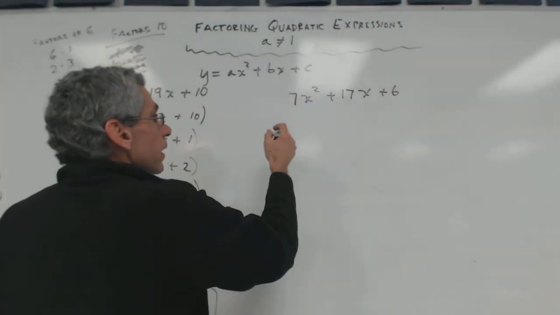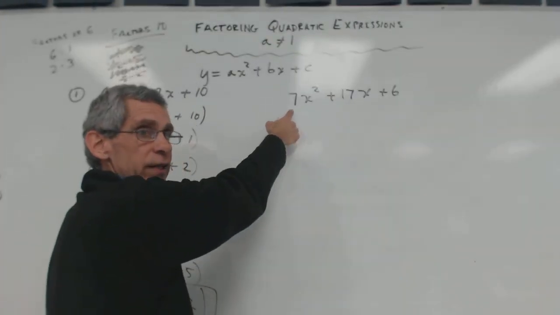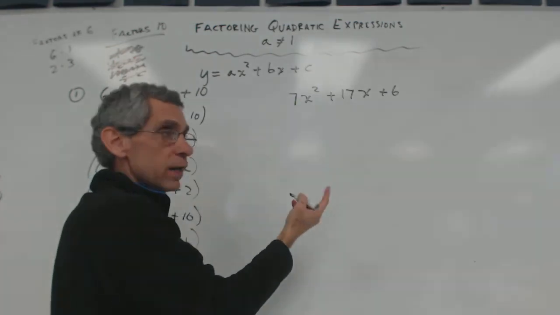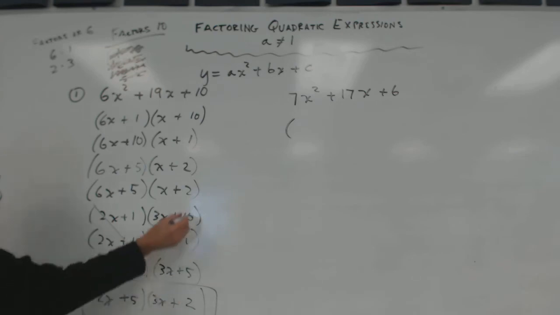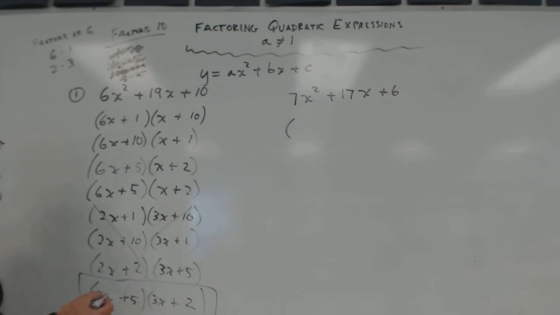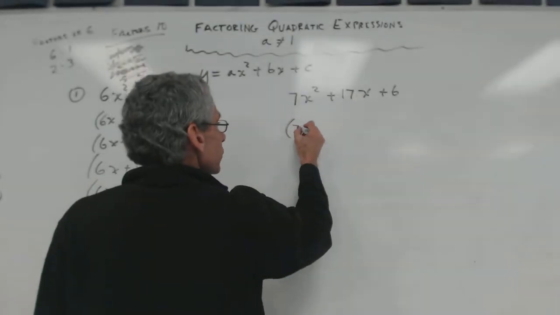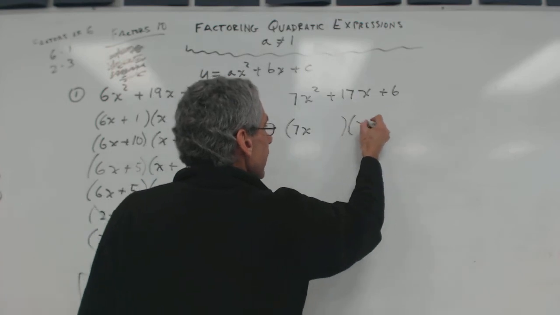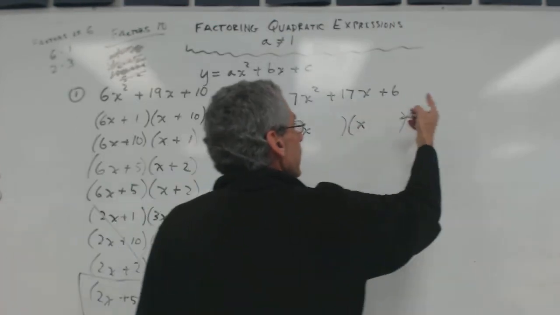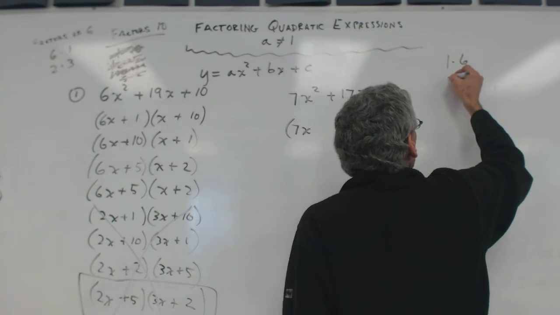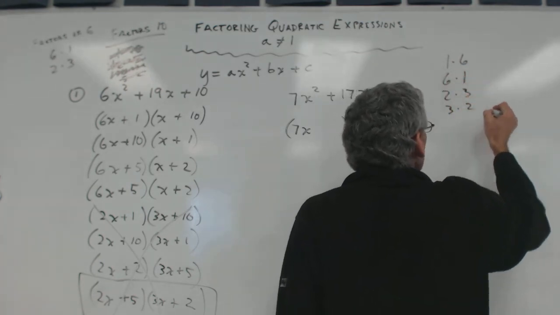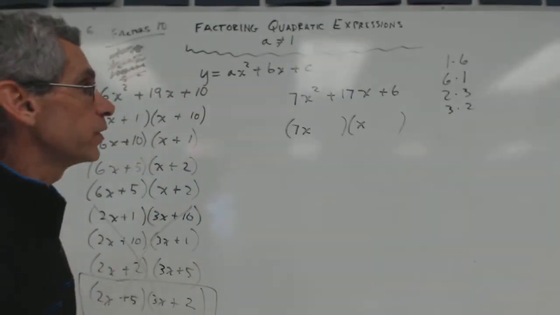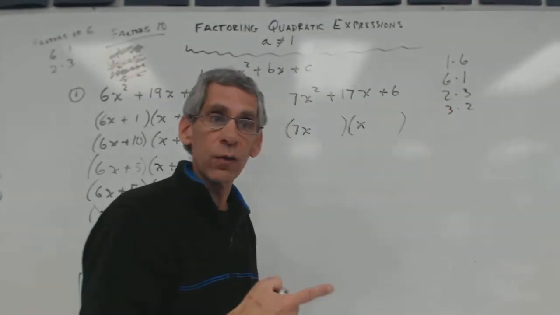All right. Now, factors of 7. 7 times 1, right? So already I no longer have to do 2 of these. Do you see what I'm saying? Right? And so we got 7 times 1, so 7x and then x. That's awesome. Now 6, we have 1 times 6, we have 6 times 1, we have 2 times 3, and we have 3 times 2, right? But that's it. We just have to go through those 4, and we might luck out.